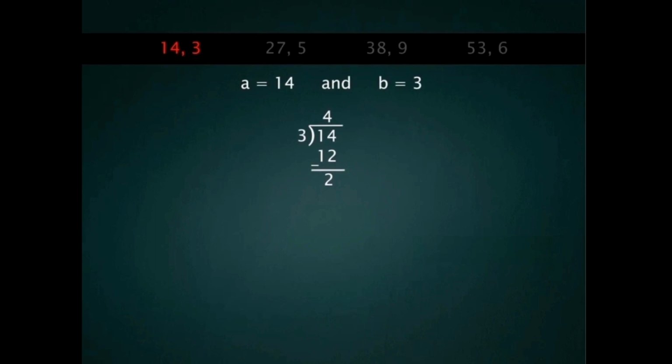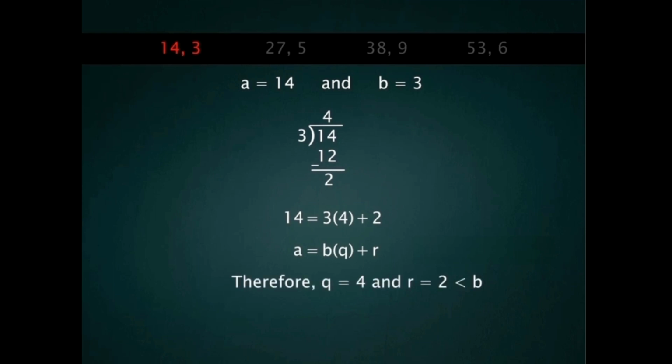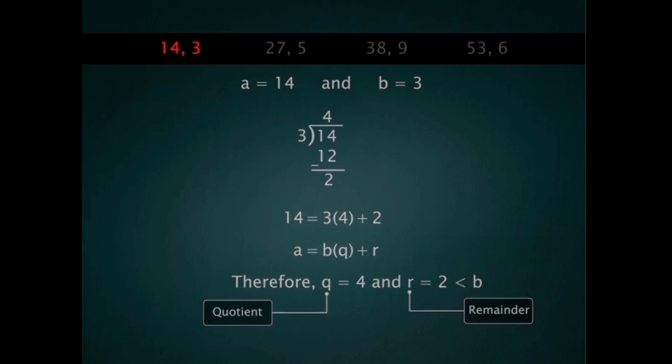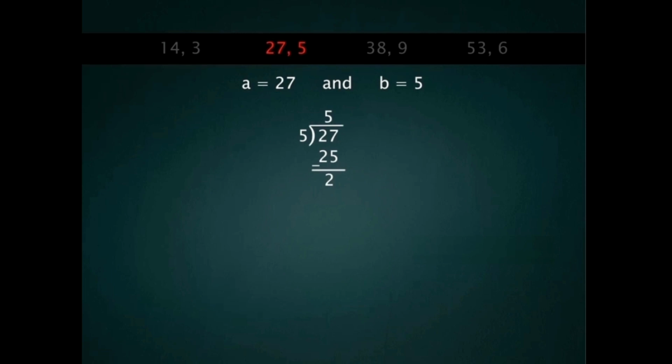By dividing 14 by 3, there exist 4 and 2, such that 14 is equal to 3 times 4 plus 2. Hence, Q equals 4 and R equals 2, Q being the quotient and R the remainder. Similarly, by dividing 27 by 5, there exist 5 and 2, such that 27 is equal to 5 times 5 plus 2.